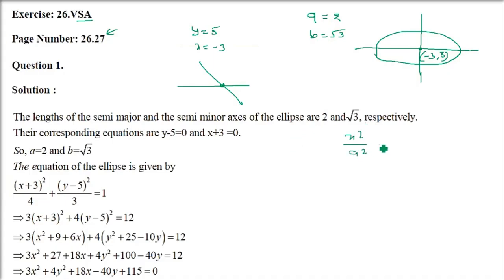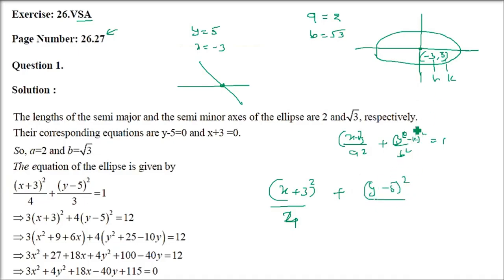So you have the equation x minus h whole square upon a square plus y minus k whole square upon b square. If you have a center other than 0, 0, you have to put h and k also, equals 1. So what is h and k? h is minus 3 and k is 5. So x minus of minus 3, that is x plus 3 whole square. A square is what? This is 2, 2 square is 4. Then you have y minus k whole square, y minus 5, k is 5. b square is root 3 whole square, which is 3. And this equals 1. Just simplify it. This will be the final equation.